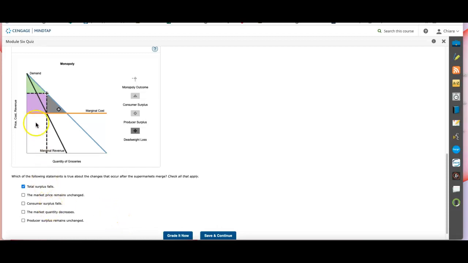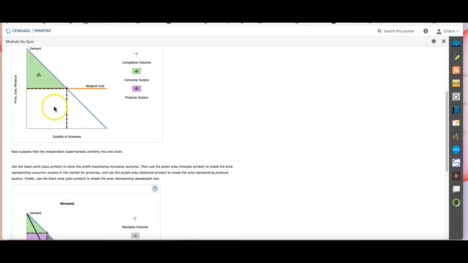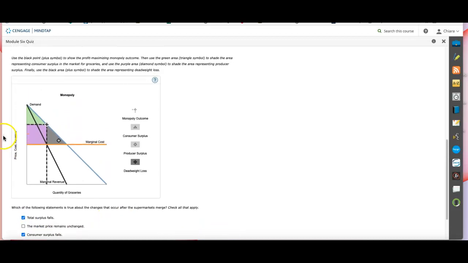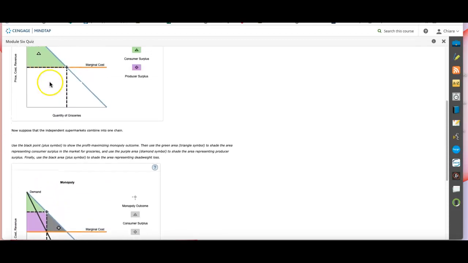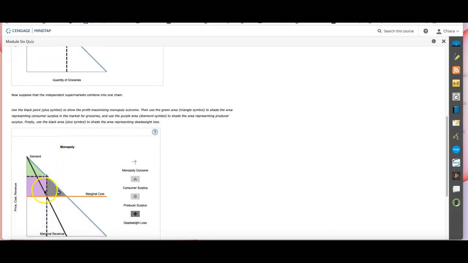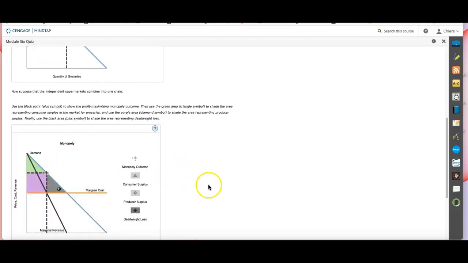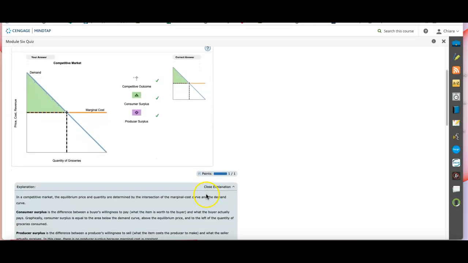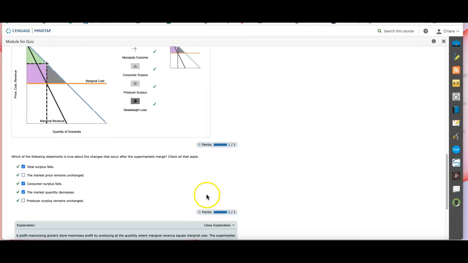Consumer surplus falls, and that is true. Look at the green area, how small it is compared to this. So it falls. The market quantity decreases, and it's true. With a monopoly, we have less quantity. Producer surplus remains unchanged. That is not true because the producer surplus did not exist in a competitive market, and now it's the square indicated over here. So let's grade it, and you'll find that all the answers were correct.